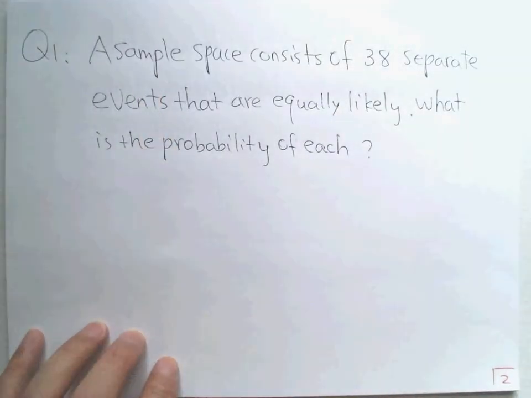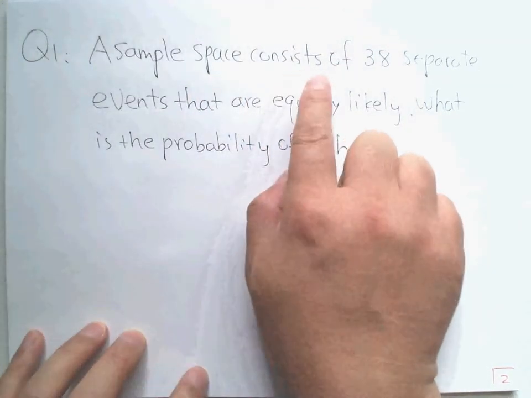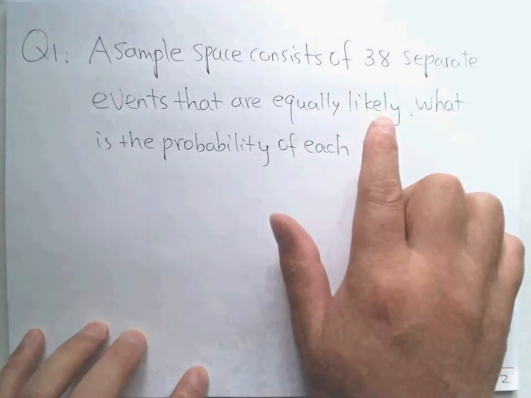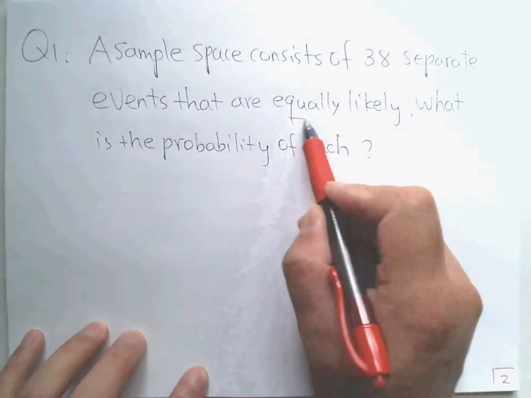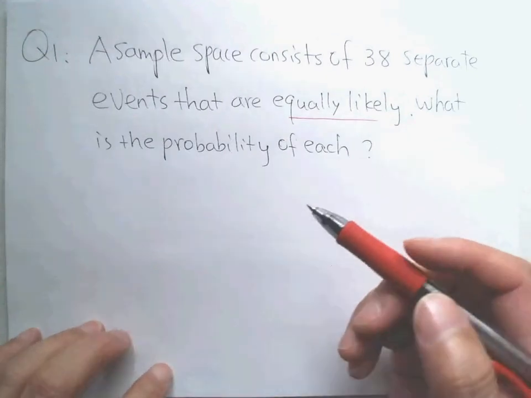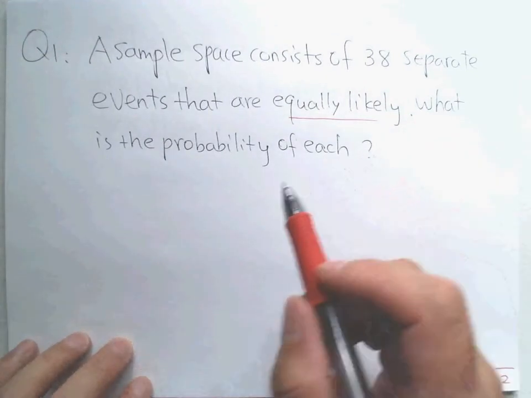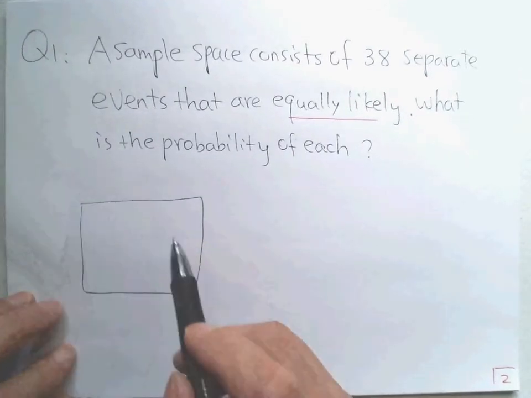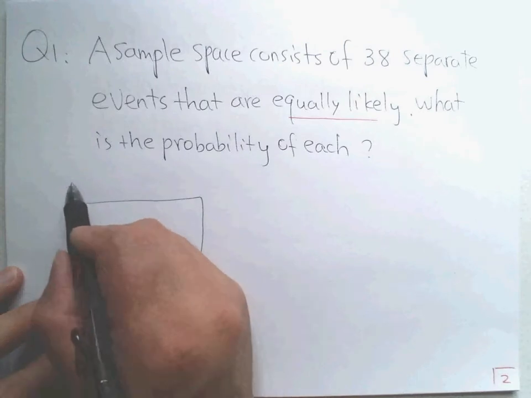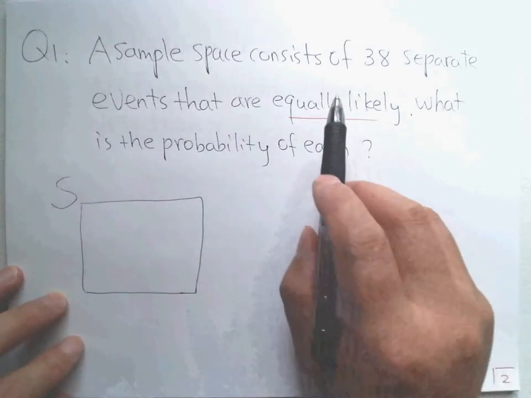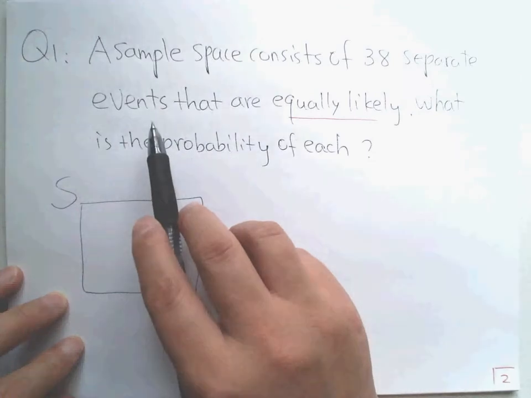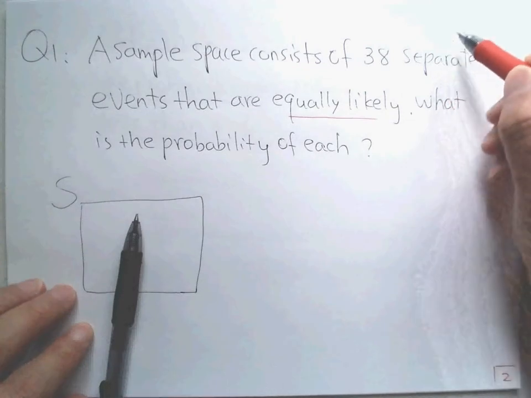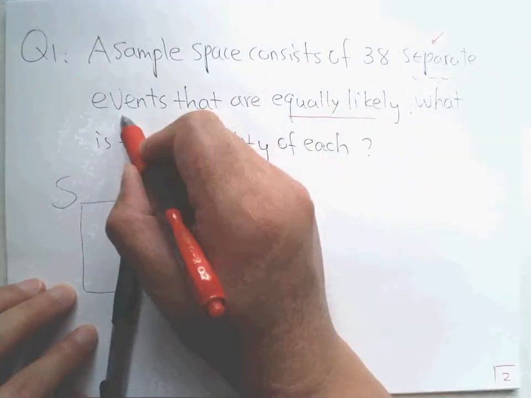Look at the first. A sample space consists of 38 separate events that are equally likely to happen. This means it is a classical model. What is the probability for each? If I draw a graph like this, and this is all the sample space, how many single outcomes? Separate events means single outcomes.